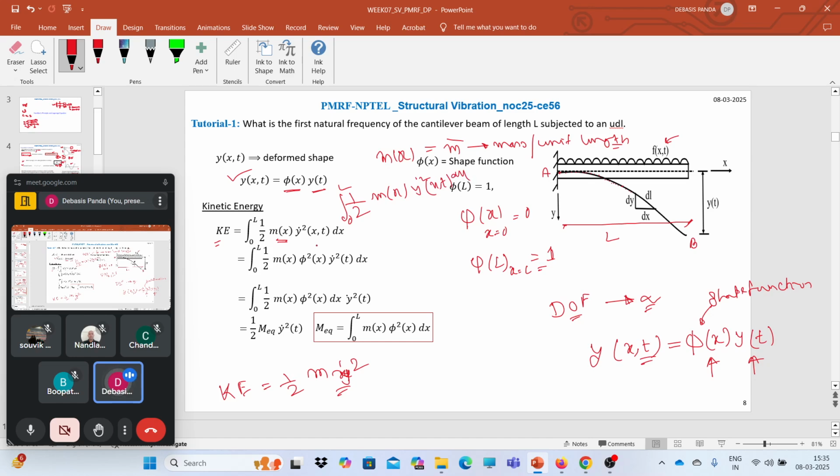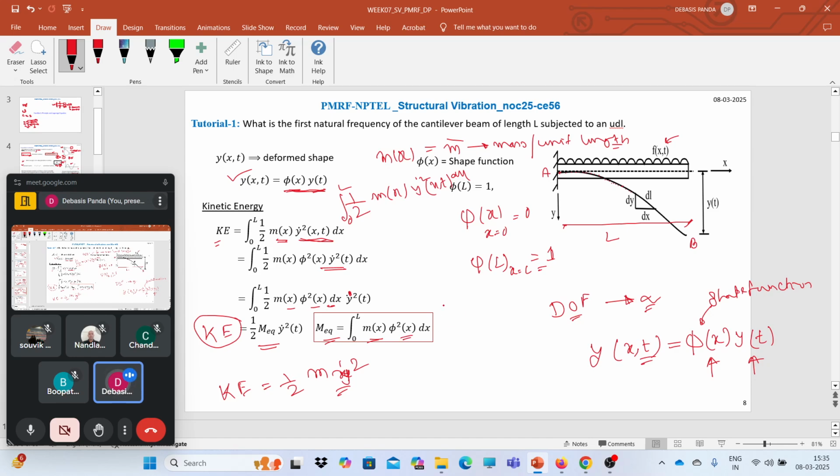Now if we simplify, y dot square of x comma t is expressed in terms of two variables, one corresponding to space, the shape function, and one the response. Replacing it here and simplifying, we get half integral of m of x phi square x dx, into y dot square of t. Further simplifying, we write it as half into m equivalent into y dot square, and this is your kinetic energy. And for this m equivalent, within the integral we have m of x phi of x squared dx.